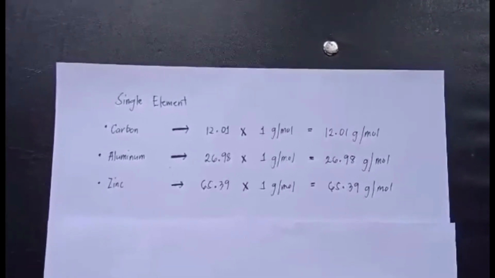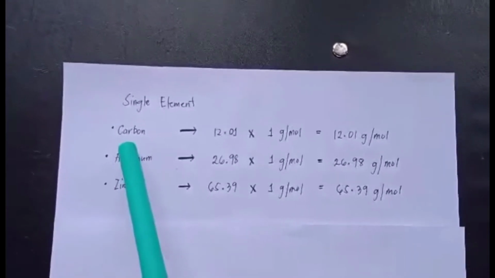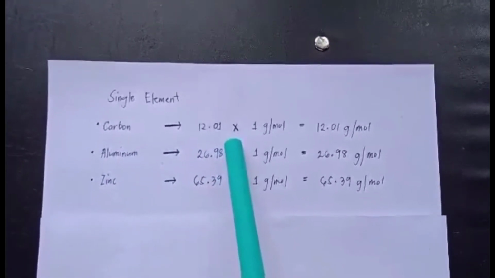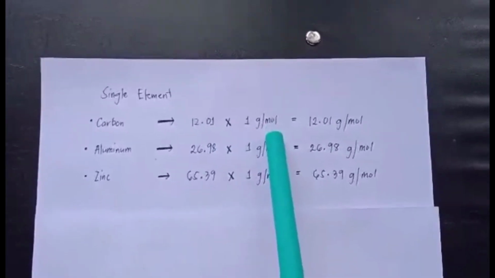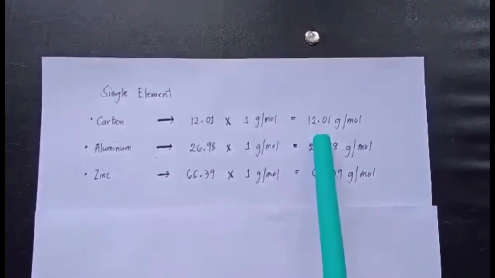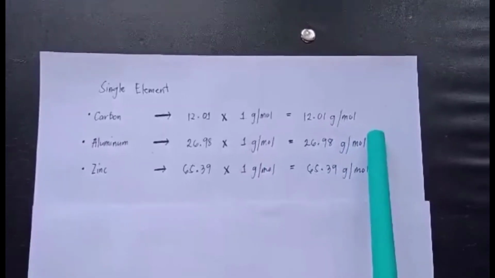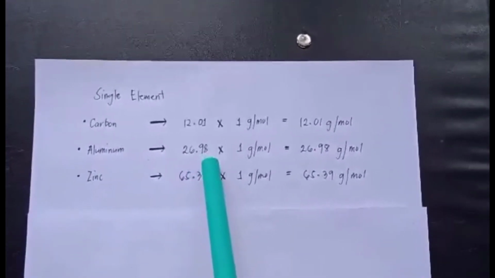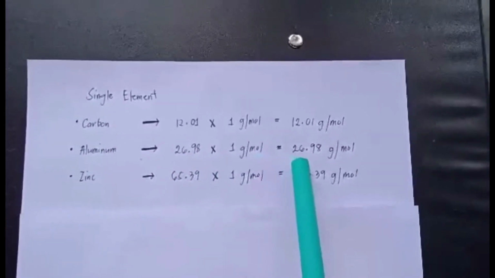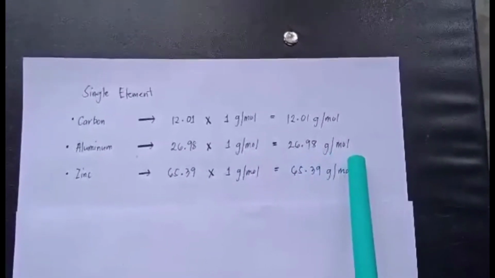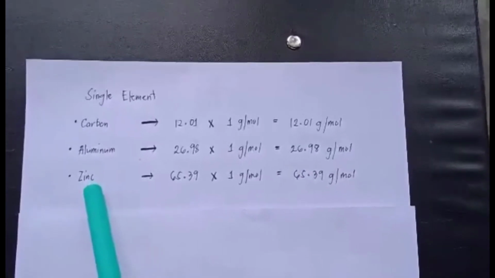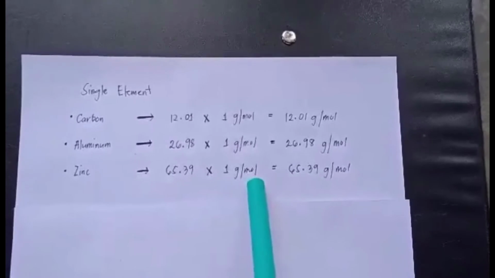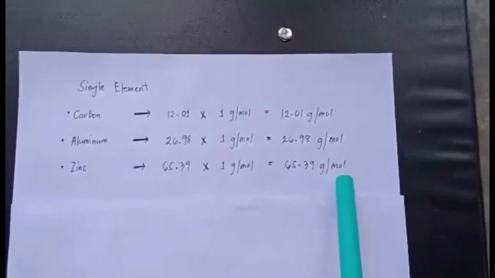Here are some examples of molar mass of single elements. First, carbon. Carbon's atomic weight is 12.01 times the molar mass constant, which is 1 gram per mole, equals 12.01, and we copy the unit gram per mole. Second, aluminum. Aluminum's atomic weight is 26.98 times 1 gram per mole equals 26.98 grams per mole. Last, zinc. Zinc's atomic weight is 65.39 times 1 gram per mole equals 65.39 grams per mole.